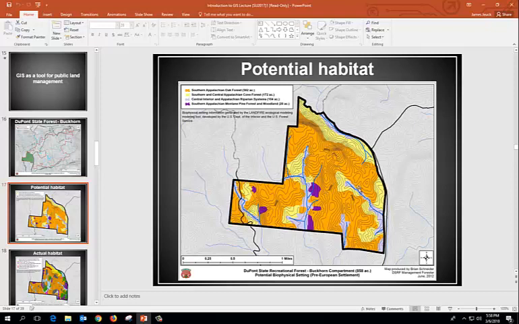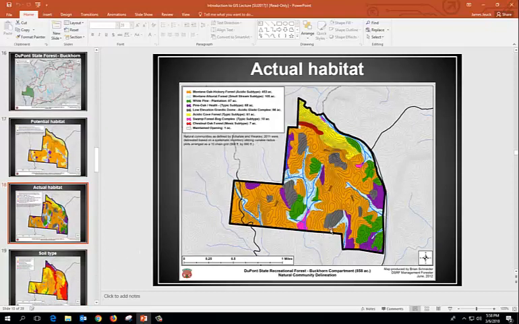So that was one way of identifying what a habitat could look like, given enough time to just maintain itself. But then you can also compare that with what the actual habitat happens to be.